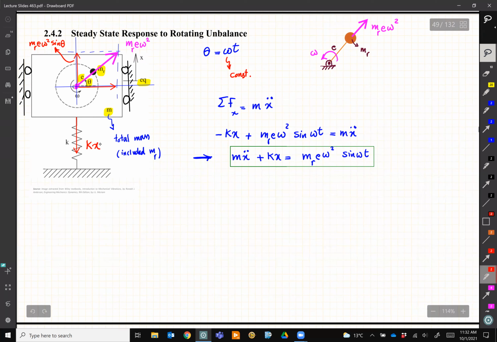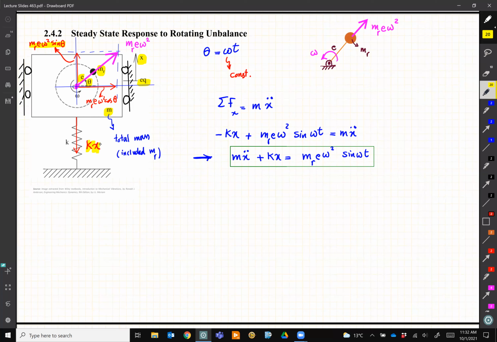All right, so we don't care about this component on extraction. This is m r e omega squared cosine theta, right? We have a vertical and horizontal force. The horizontal force is just going to apply load to the wall, which we don't care for now. We're going to be worried about it later. We just care about the direction in X, in vertical directions. What do I have in that direction? I have a force and I have a kx.